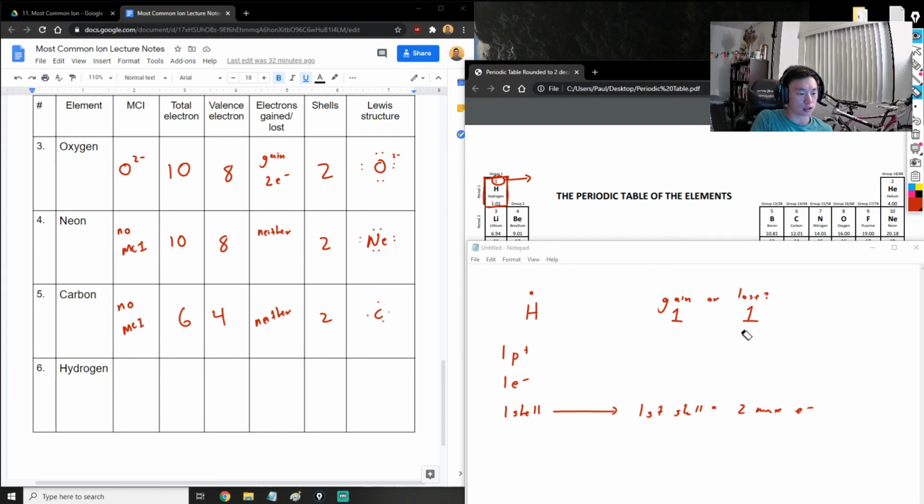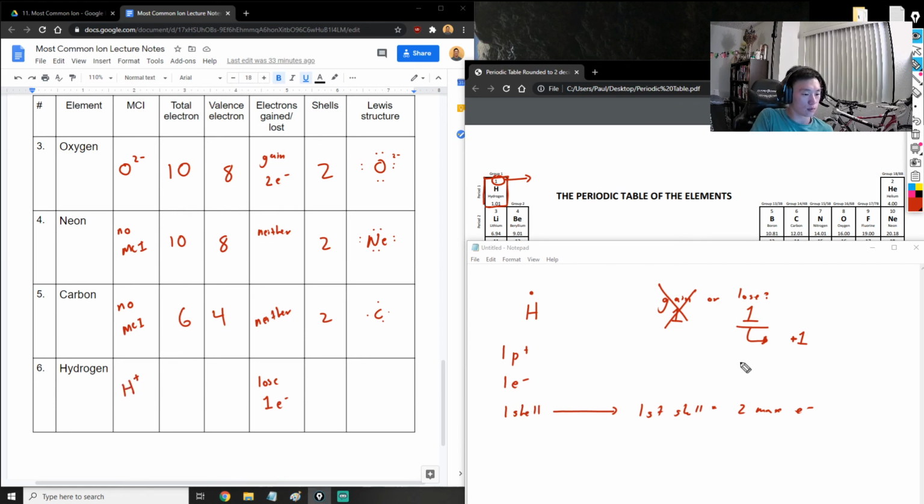But hydrogen is not like that. Hydrogen is a little unique. So you're going to have to memorize this one. But hydrogen is always going to want to lose 1 electron. Okay, so hydrogen is going to want to lose 1. And this is just something that you're just going to have to memorize. So if I lose an electron, if I lose something that makes me negative, that means I'm going to become more positive. And if I lose 1, I'm going to become positive 1. So hydrogen's MCI is going to be H plus 1.